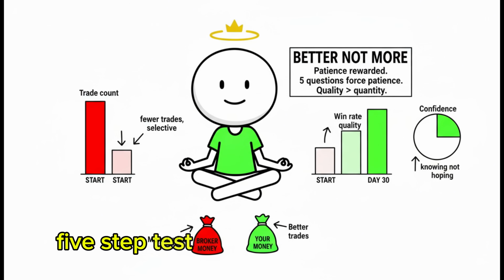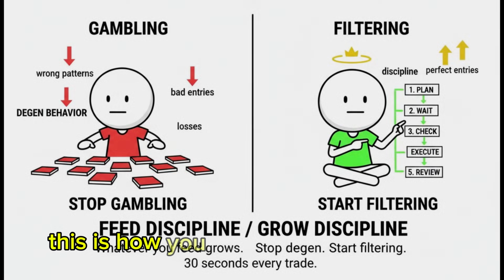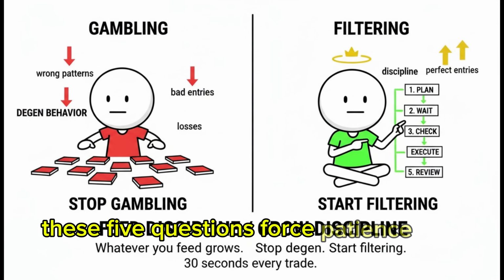5-step test, 30 seconds. Every trade. This is how you stop taking bad entries and start taking perfect entries. Stop gambling, start filtering. The market rewards patience. These 5 questions force patience. Use them.